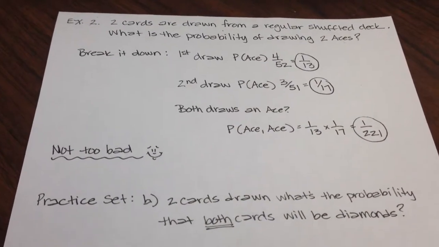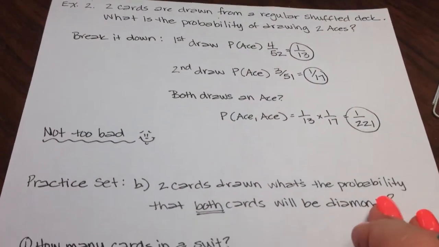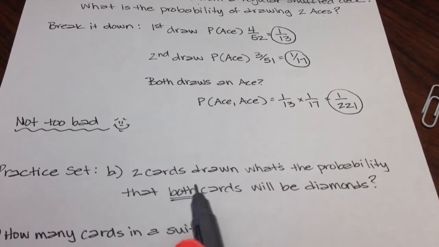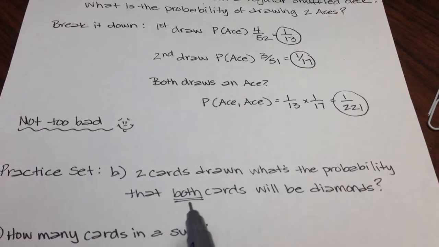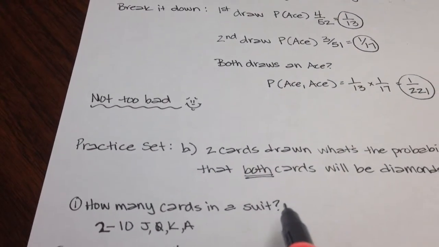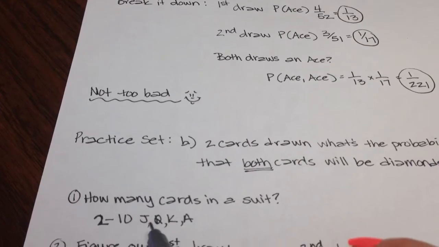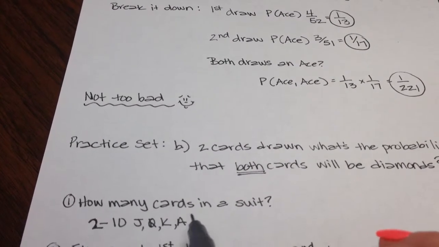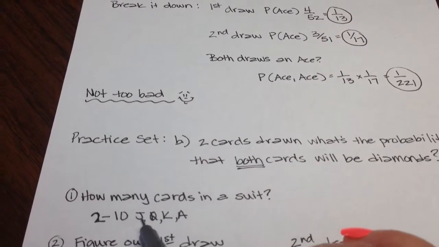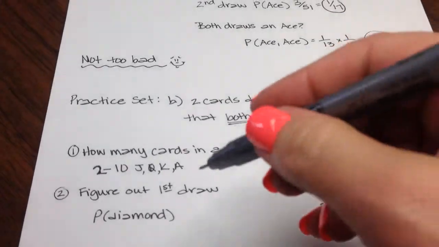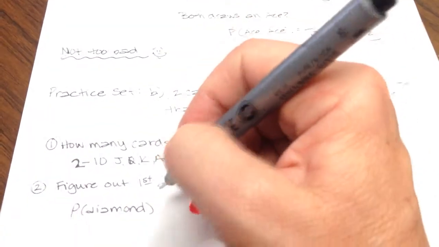Practice set. I'm going to do B and then you're going to do A. All right, so there are 2 cards drawn. What's the probability that both cards will be diamonds? Well, first of all, I need to know how many cards are in a suit. We have 2 through 10 plus Jack, Queen, King, and Ace. So we have 9, 10, 11, 12, 13 cards in a suit. So 13 cards out of 52, right?